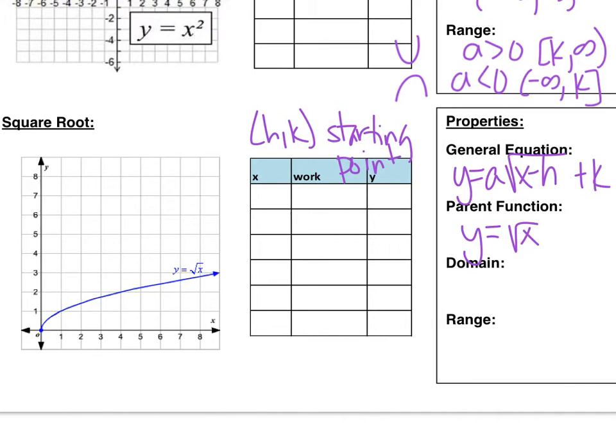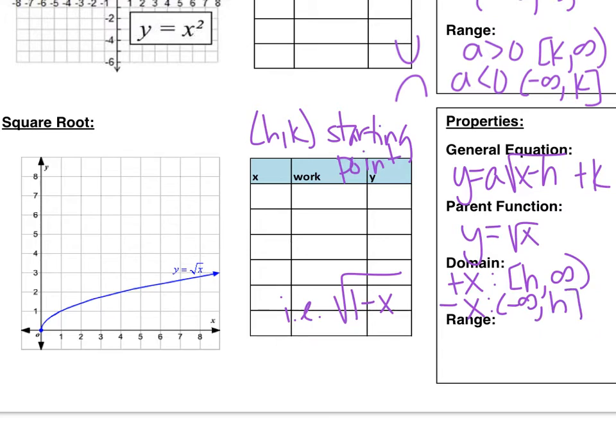Okay? If underneath the square root you see a positive x, so that means that x has a positive coefficient, then your domain is going to start at h and go to positive infinity. If you have a negative coefficient in front of x, so for example, the square root of 1 minus x, then you are going to start at negative infinity and go to h. Okay, and we'll do more of these examples tomorrow, but this is just for information.